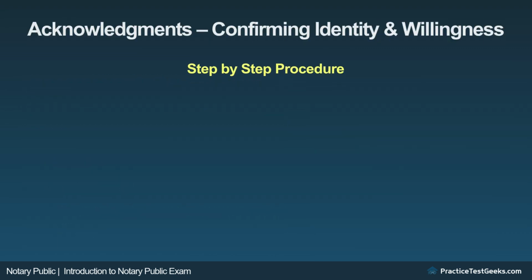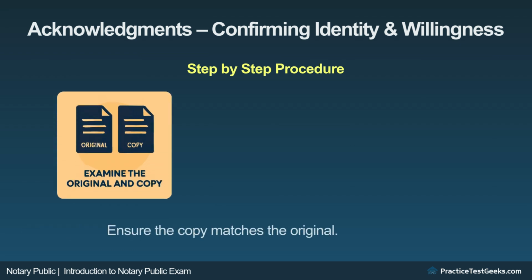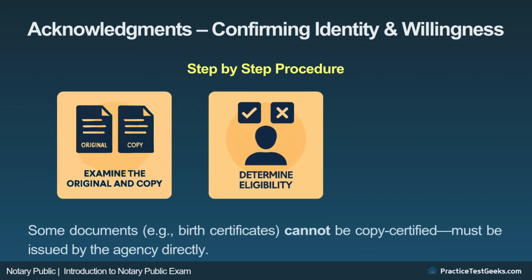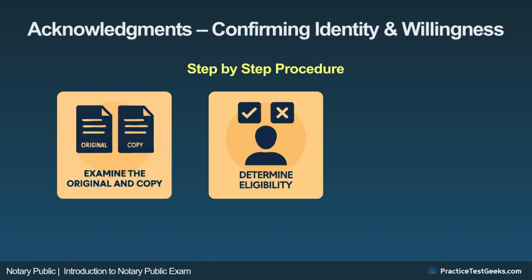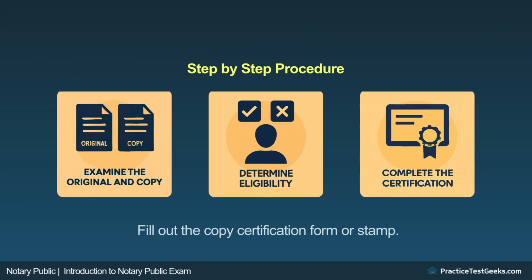Here's the step-by-step procedure. Examine the original and copy. Ensure the copy matches the original. Determine eligibility. Some documents cannot be copy certified, must be issued by the agency directly. And last, complete the certification. Fill out the copy certification form or stamp.